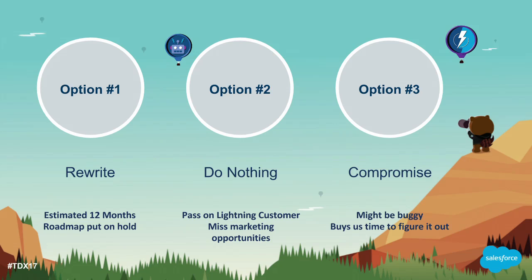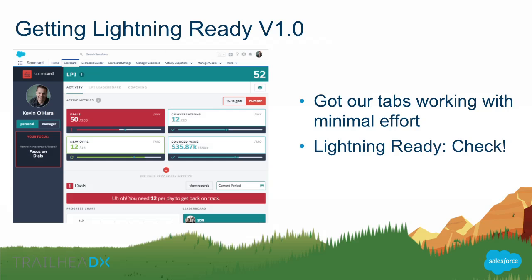Option two was do nothing. We could just say we're not going to do Lightning. A year ago, when Lightning was pretty new, that option wasn't terrible. We could put it off for a while because customers were only slowly moving into Lightning, much less than they are today. I think customers are moving a lot faster into Lightning now. Option three was that we have to compromise. We have to figure out how to get there without blowing the whole thing up and starting over. We obviously went with option three.